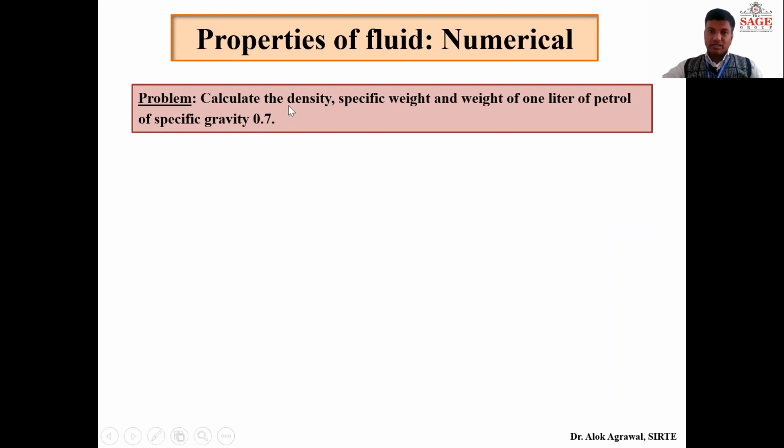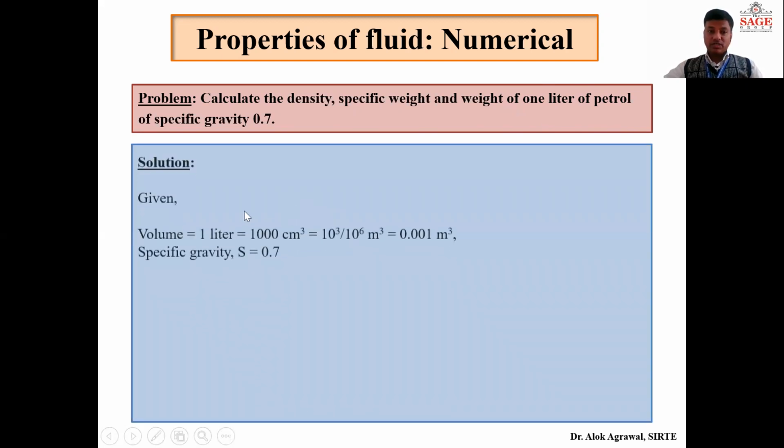Now let us see one more problem, very similar to the problem that we discussed earlier: calculate the density, specific weight and weight of 1 liter of petrol of specific gravity 0.7. In the last problem the weight was given and we had to find specific gravity. In this problem, specific gravity is given and we have to find the weight. This is the only difference between the previous problem and this problem. The volume of petrol is given as 1 liter, so again we have to convert this into meter cube by multiplying by 10 to the power minus 3.